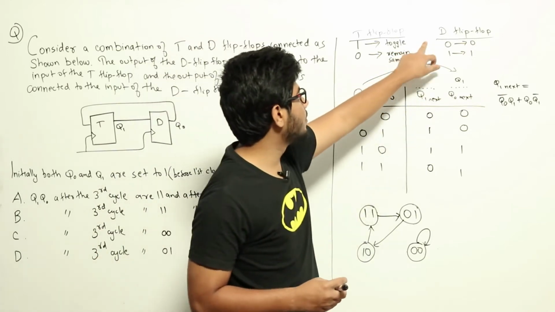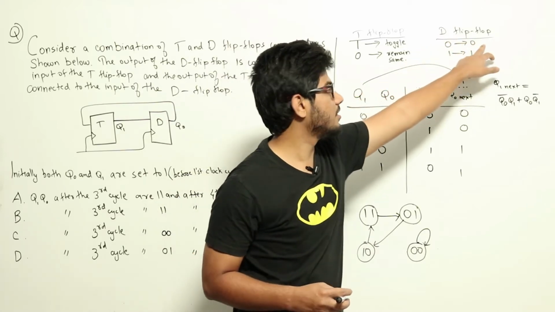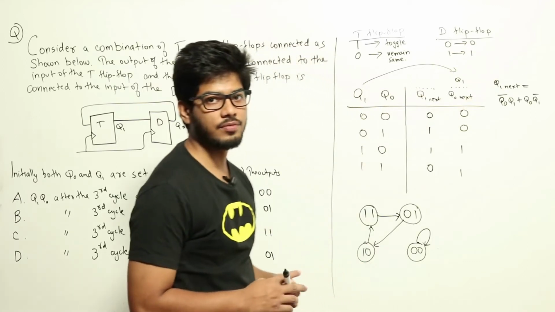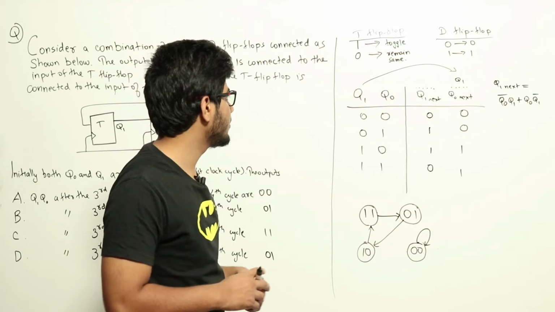Whereas for the D flip-flop, it will just pass through whatever is the input. If the input is 0, then after the clock, the output will become 0. If the input is 1, then after the clock, it will be storing 1. Now, let us see how it proceeds.